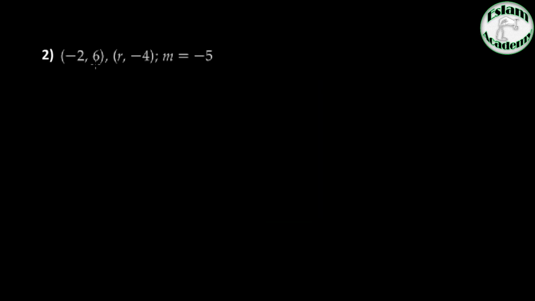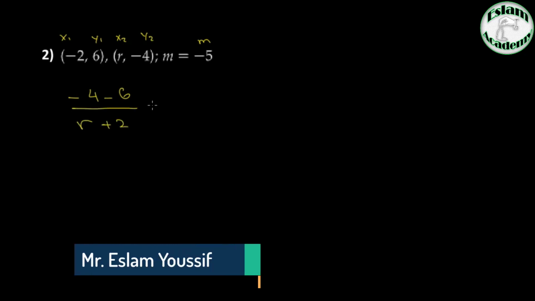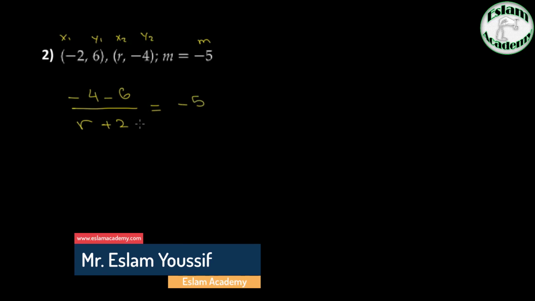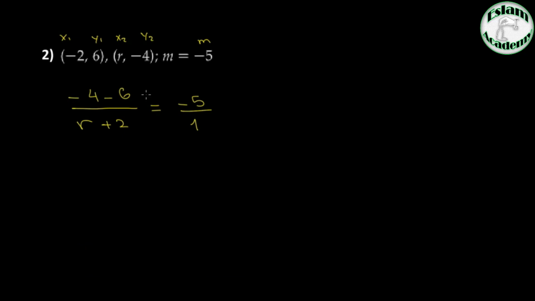Number 2, (-2, 6) and (r, -4), if the slope is equal to negative 5. In the same way, we have x1 and y1, x2 and y2, and we have the slope. We can find r by using y2 minus y1 over x2 minus x1 equal to the slope. So negative 4 minus 6 over r minus negative 2, which is plus 2, is equal to negative 5. We can say that negative 5 is equal to negative 5 over 1. Now we need to simplify. Negative 4 minus 6 equals negative 10 over r plus 2 is equal to negative 5 over 1.